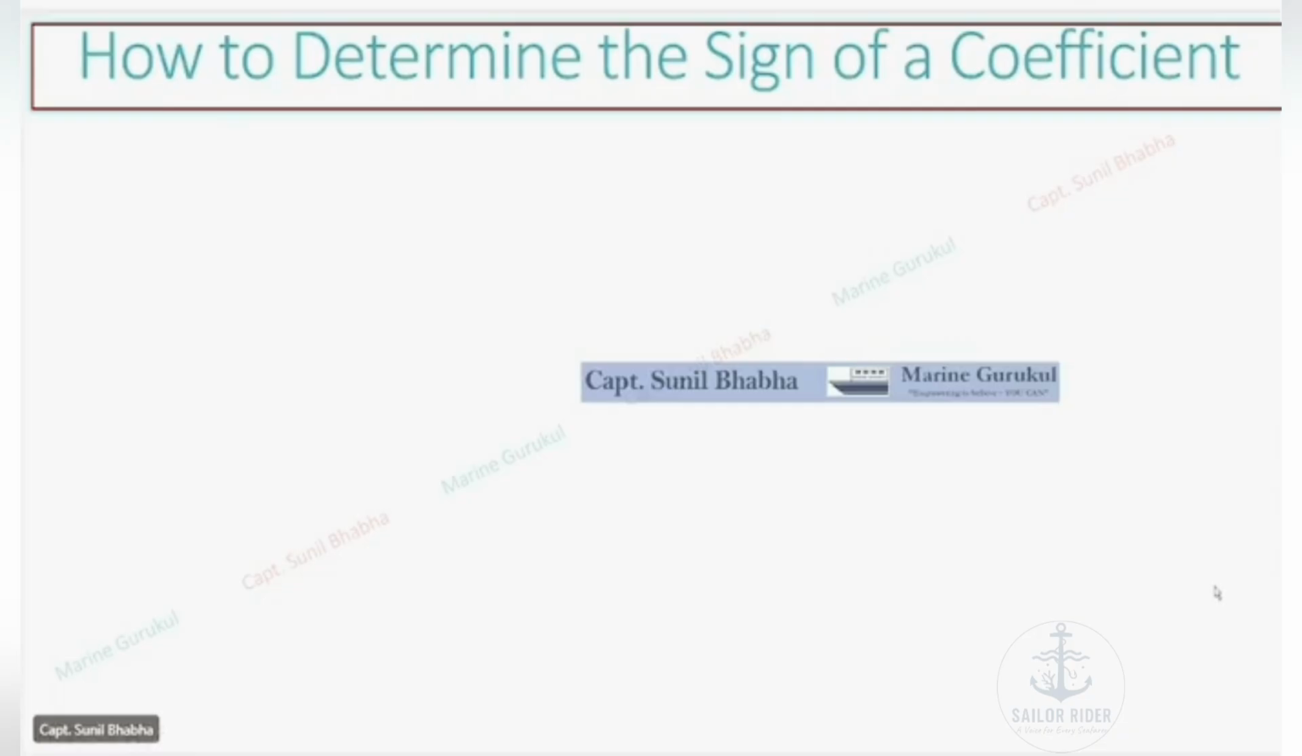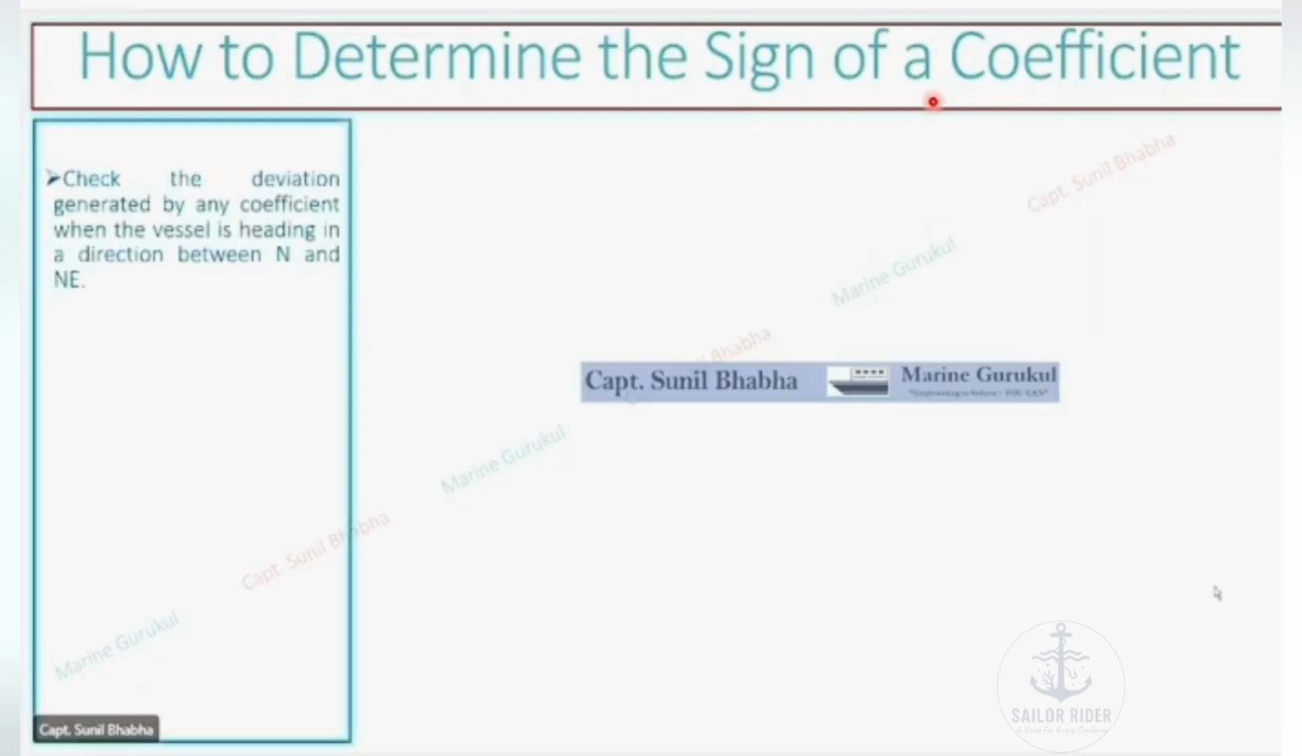Now, while studying the coefficients of the magnetic compass, you will see that all these coefficients are denoted by positive or negative signs. We are now going to understand how this positive and negative sign is given to a coefficient. Now, to find out whether a coefficient is positive or negative, we have to check the deviation generated by that particular coefficient with the vessel heading in a direction between north and northeast.